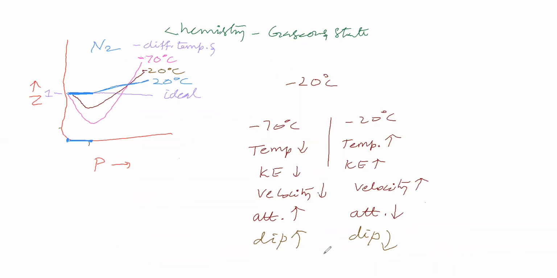Now, Boyle's temperature for nitrogen gas is how much? 20 degrees Celsius. So at 20 degrees Celsius and for a certain pressure range, nitrogen gas is having Z equal to 1, while nitrogen is having ideal behavior. While it is obeying gas laws, Boyle's law, Charles's law, etc.